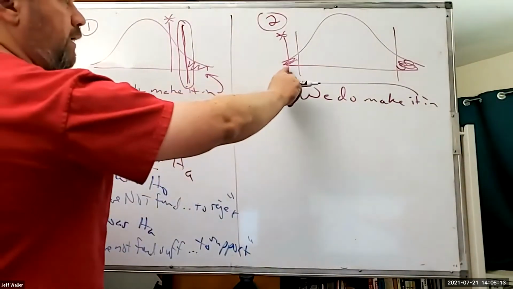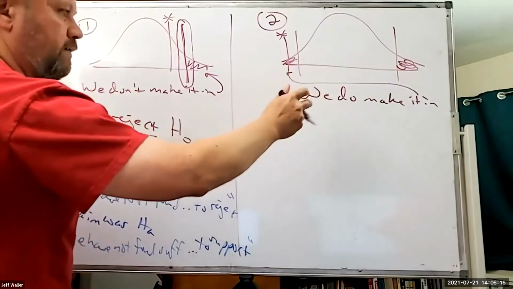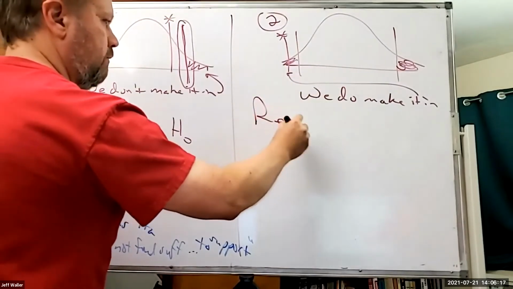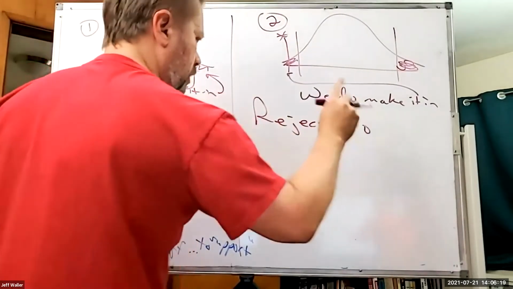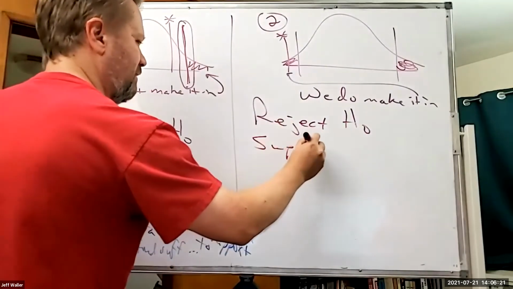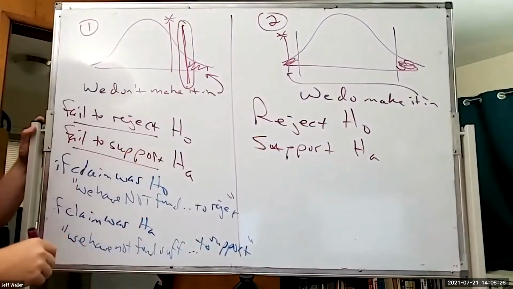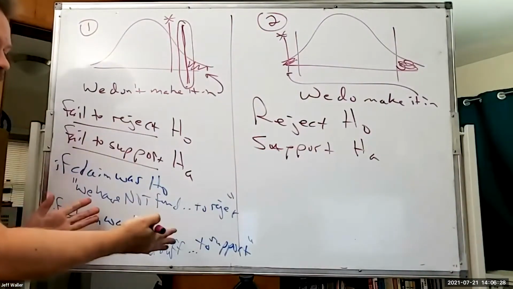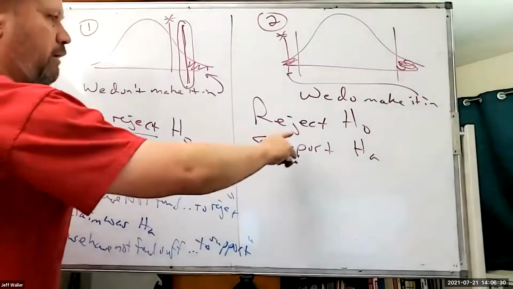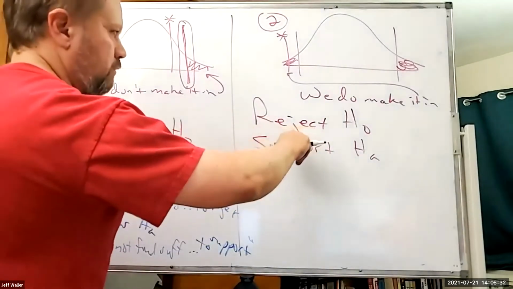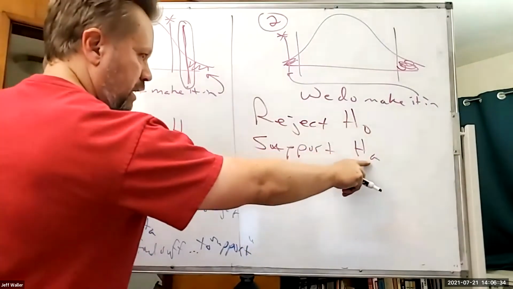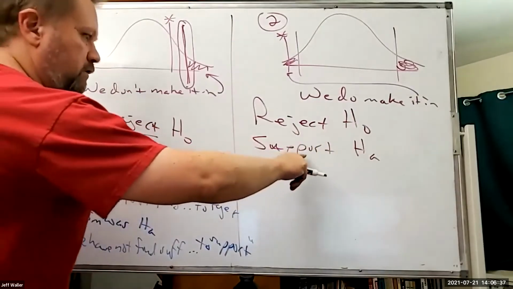If we do make it in, then we obviously succeeded. So then we can reject the H0. Support the HA. And again, if the claim was the null, we would say we have found sufficient evidence to reject the claim. If the claim was the HA, we found sufficient evidence to support the claim.